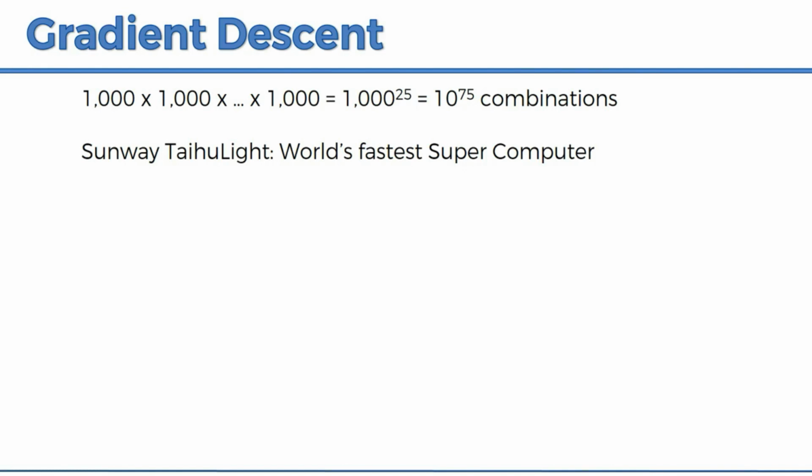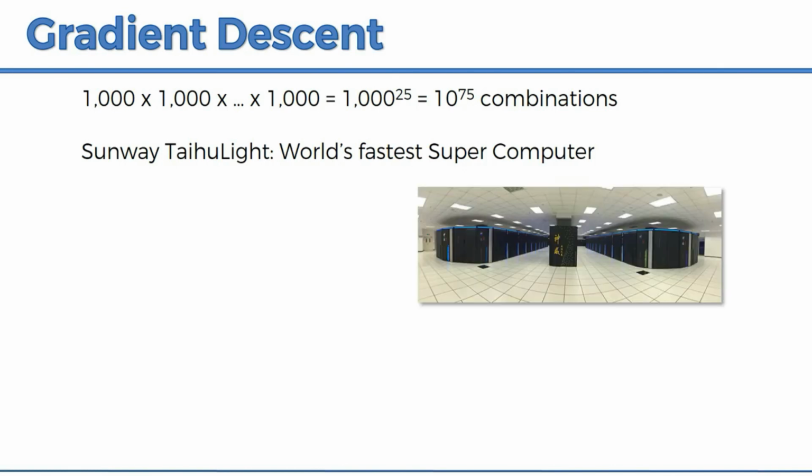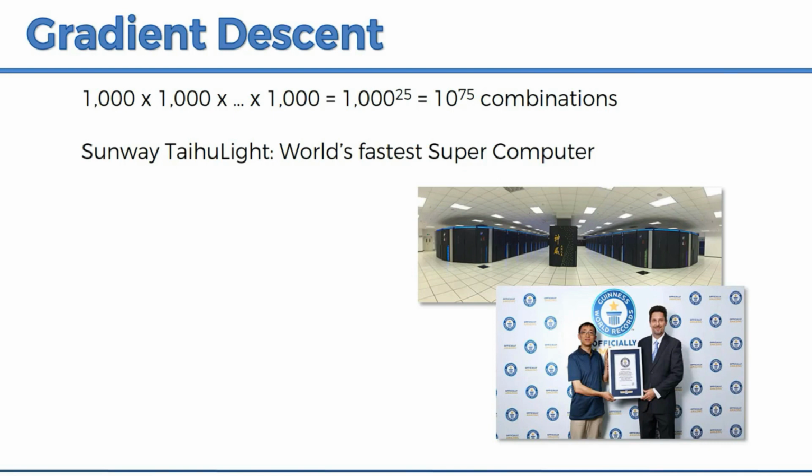Now let's see how Sunway TaihuLight, the world's fastest supercomputer as of June 2016, would approach this problem. It looks like this. It's pretty much a whole huge building for this one supercomputer, and it got the Guinness World Record for being the fastest supercomputer. Right now it is the fastest in the world, and it can operate at a speed of 93 petaflops. A flop stands for floating point operation per second, so it can do 93 times 10 to the power of 15 floating point operations per second.